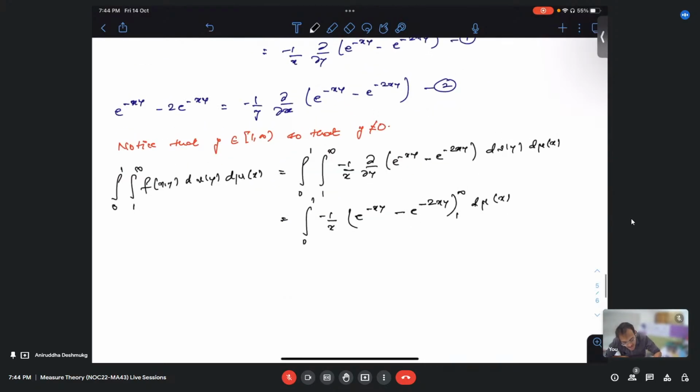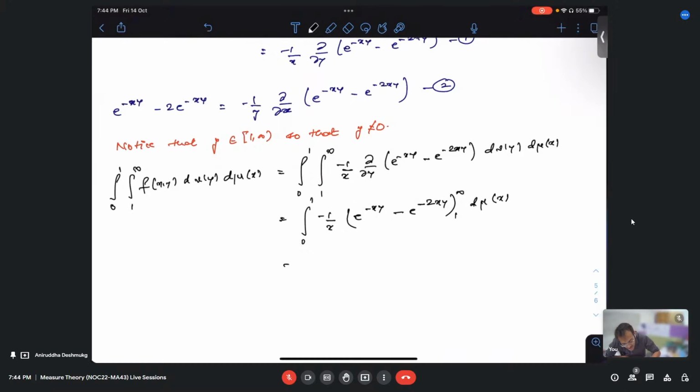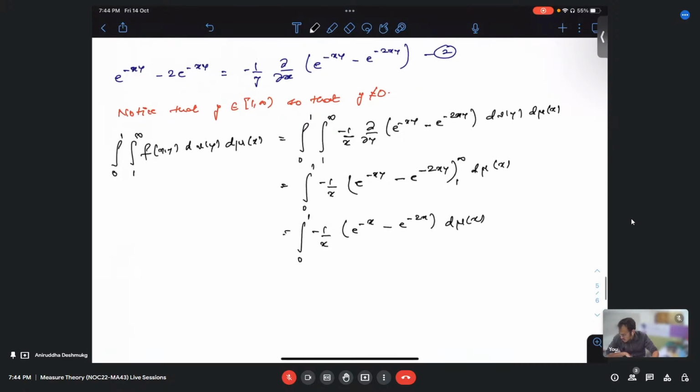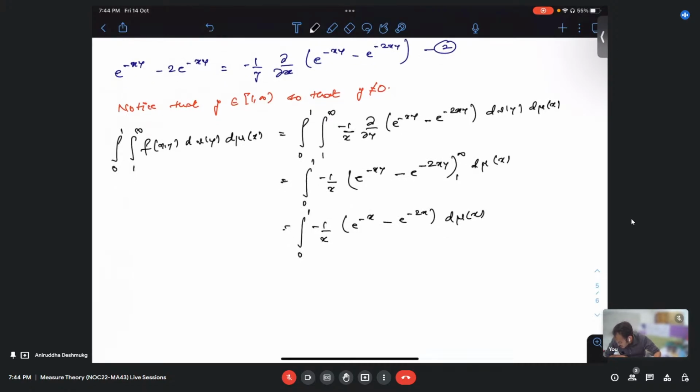Now, as y goes to infinity, both these terms go to 0. So nothing remains. And at y equal to 1, it becomes 1 over x, e to the power minus x minus e to the power minus 2x. So all in all, what one can write? Oh, and with a negative sign. So this negative sign goes away. So 0 to 1, e to the power minus x into 1 minus e to the power minus x upon x d mu x. So let us keep this in mind. So this is our equation 3.